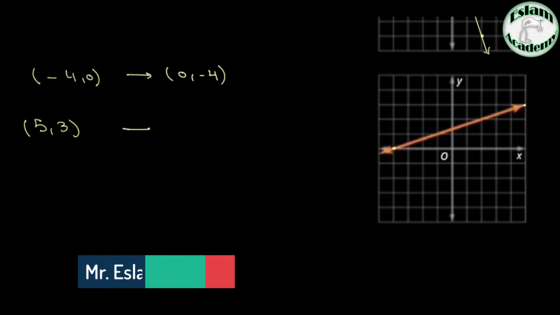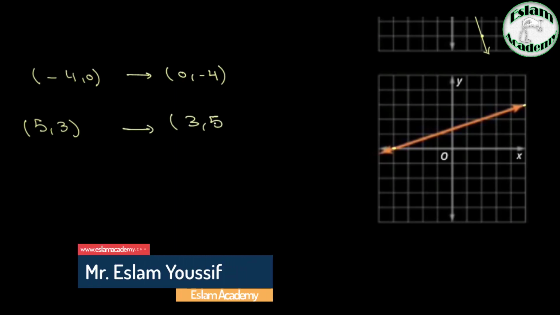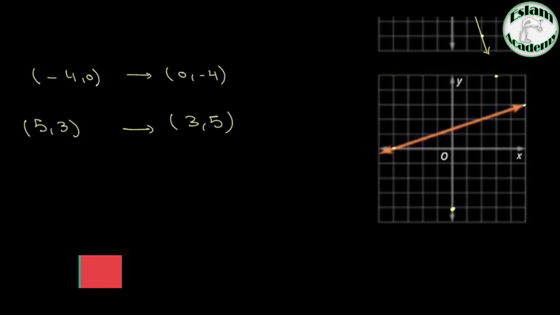Number 3. As we said before, we just find 2 points. That's the first point and that's the second one. The first point is (-4, 0). The second point is (5, 3). To find the inverse, it will be (0, -4) and (3, 5). The first point is (0, -4), and the second is (3, 5). Then graph the line.